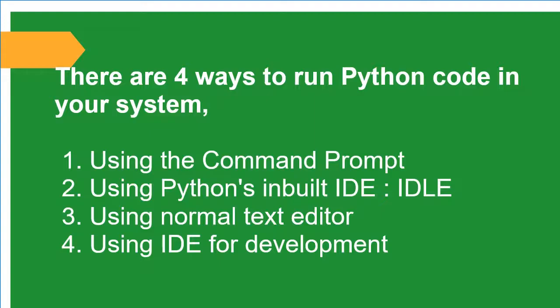Now there are four basic ways to run Python code in your system. The first one is by using a command prompt. The second one is using Python's inbuilt integrated development environment, or IDE, which is known as IDLE. It's given to you by Python when you install Python. We can also run Python by using a normal text editor, and the most commonly used way is a dedicated IDE for development. So these are the four ways to run Python in our system. Let's see each way one by one.